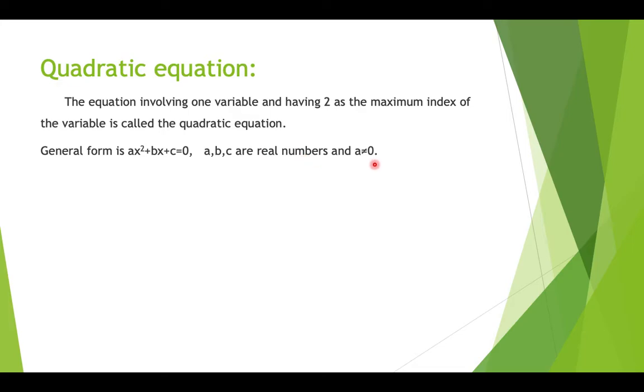Now the basic difference between a quadratic equation and a quadratic polynomial is that in a quadratic polynomial there is no equal to 0, whereas in a quadratic equation there is equal to 0. So this helps in solving the quadratic equation.